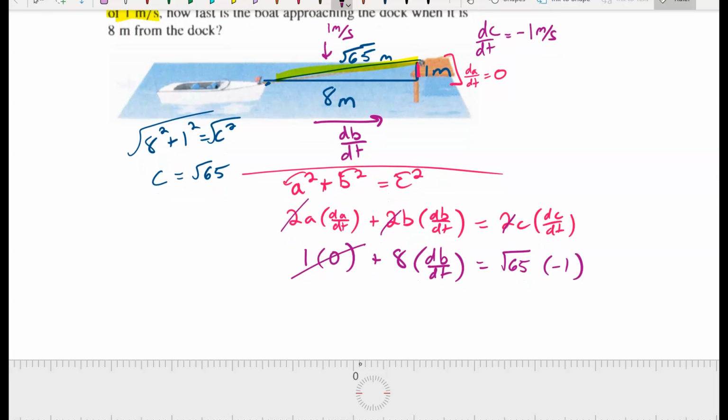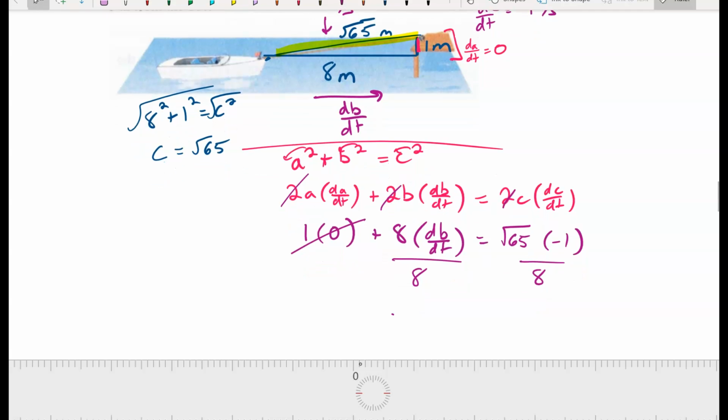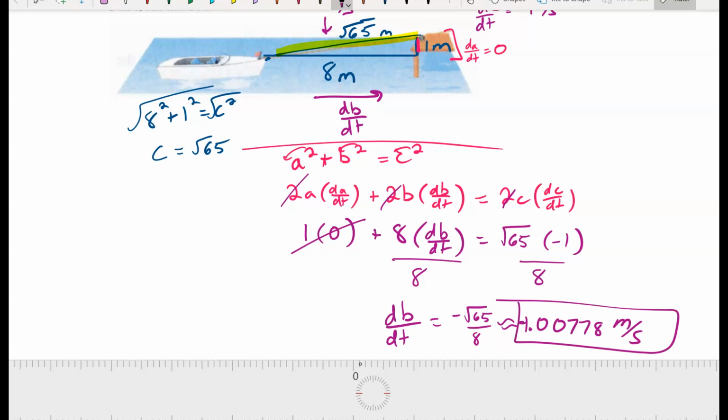So this is going to go away, and I can divide both sides by 8 here to find that my rate of change, or dB/dt, is negative radical 65 over 8, or if you round, it's about negative 1.00778 meters per second. That should be a negative rate because the boat's moving closer to the dock, so that 8 meters is getting smaller and smaller as time goes on.